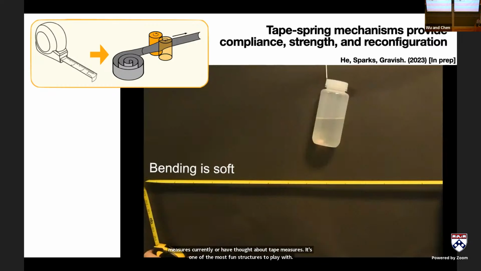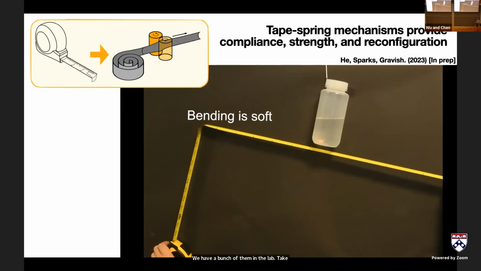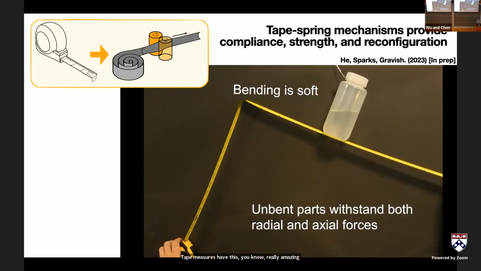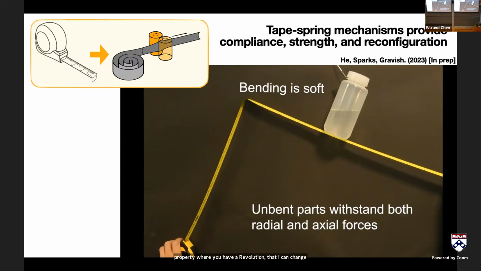Tape measures have this really amazing property where you have a revolute joint that I can change the location of on demand and move it continuously along the length of the tape. And then I've got a stiff member here that can support load. This is like vertically, this is a little bit of water. And so we're basically lifting this bottle of water.